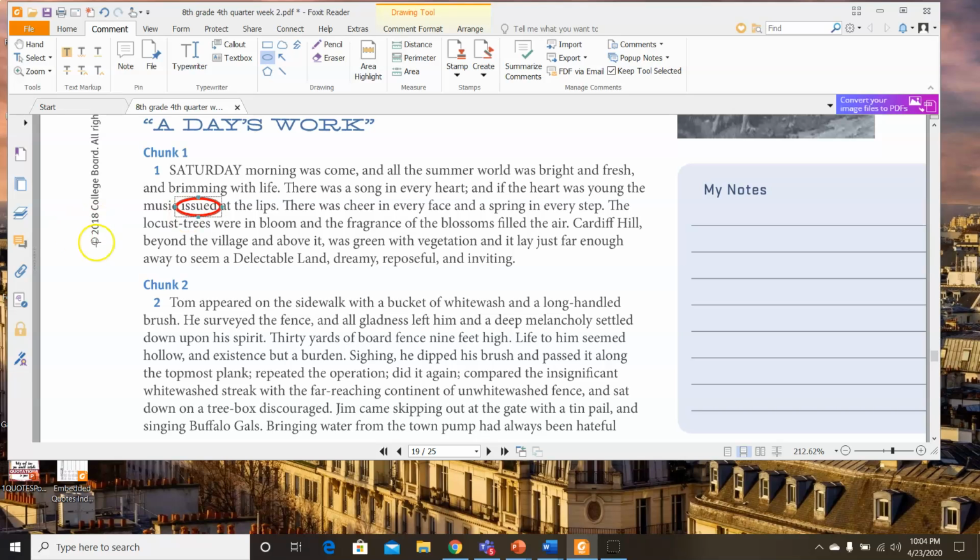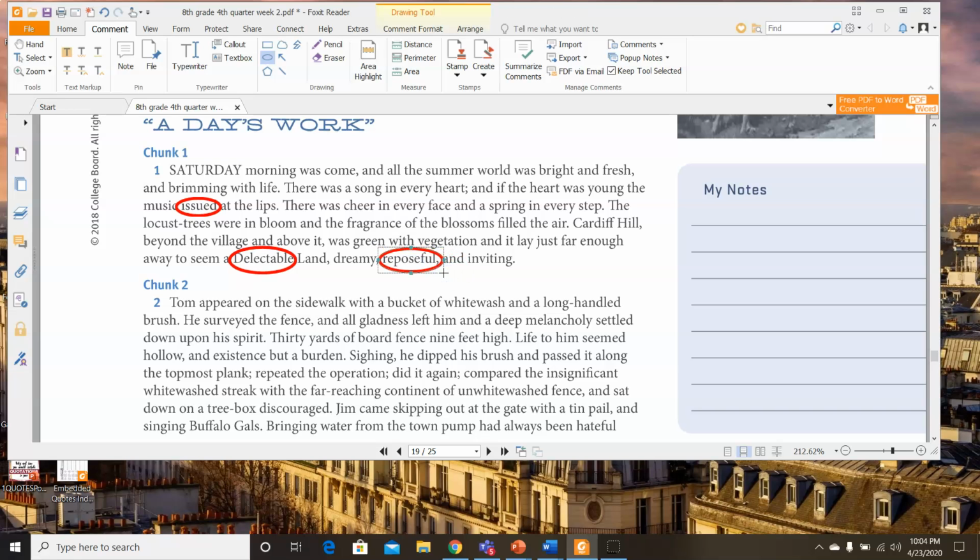And then it says fragrance, we already know what fragrance is. Vegetation, we know what vegetation is. And then delectable. I don't know if you guys know what delectable is, but that's another word you can figure out. And then also reposeful.